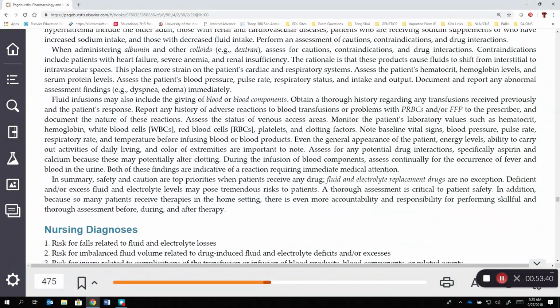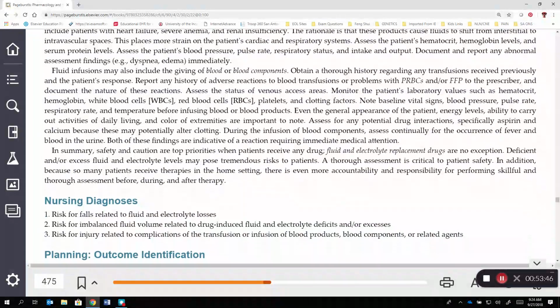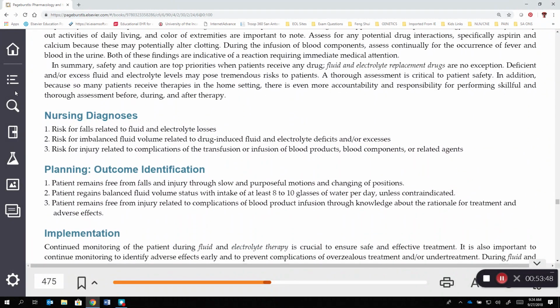This goes on to talk about now albumin and colloids. We can go whoosh, whoosh, cross that out. We don't need that. Or blood products. And then in summary, it'll just wrap everything up there for you.